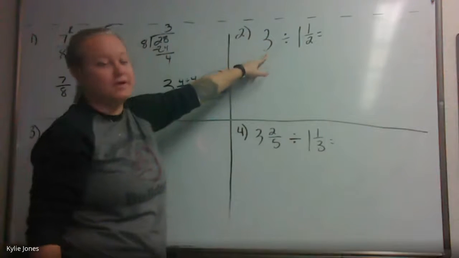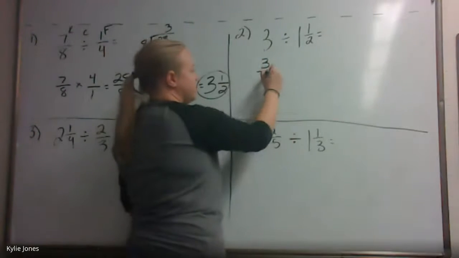How do I make the number 3 a fraction? Put a 1 under it. So we have 3 over 1.